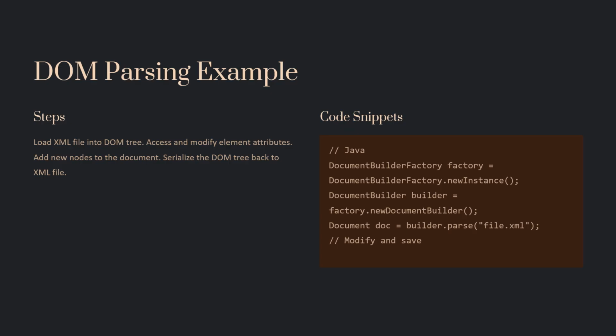In the code snippet, we start by creating a DocumentBuilderFactory instance. Then we use it to create a DocumentBuilder. With the builder, we parse an XML file, in this case file.xml. Once loaded, we can modify the DOM structure and save the changes back.